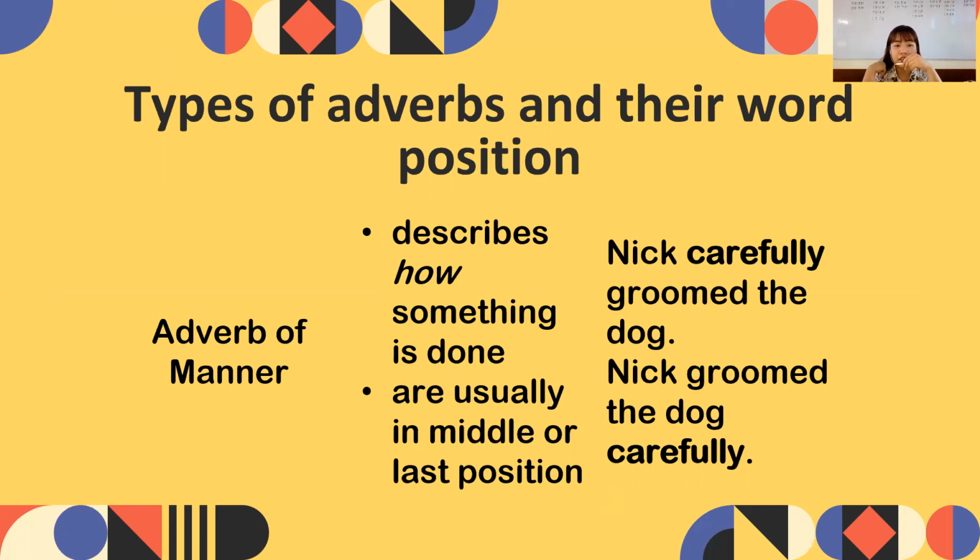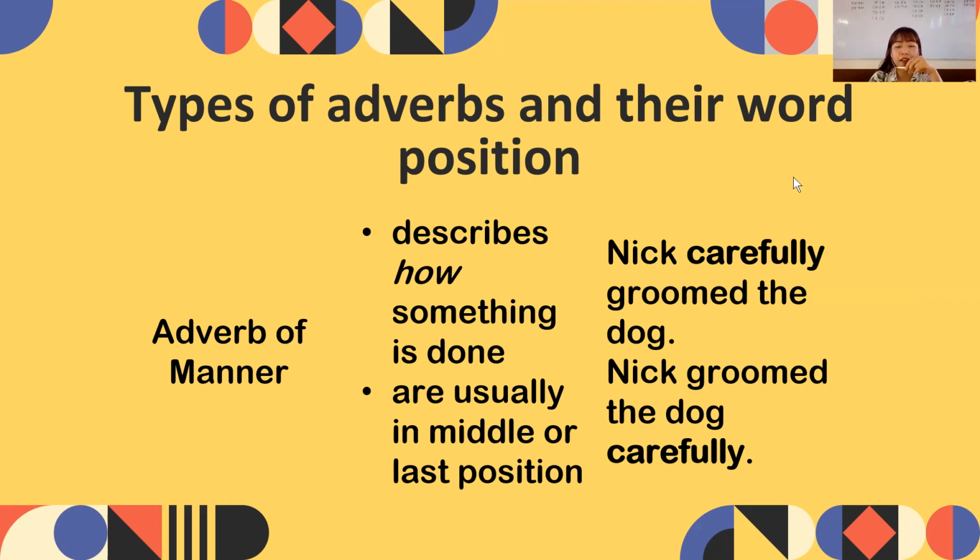So for adverb of manner, it usually describes or answers how something is done or how an action is done. Adverbs of manner are usually placed in the middle or last position in sentences or clauses. A little refresher: clauses are our building blocks of sentences. In order to qualify as a clause, it must have a subject and a verb. Perhaps in your other subjects you have reviewed that clauses could either be dependent or independent clauses. But the bottom line, a clause should have a subject and a verb.